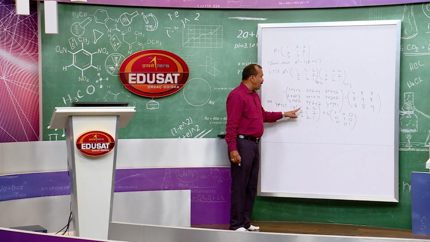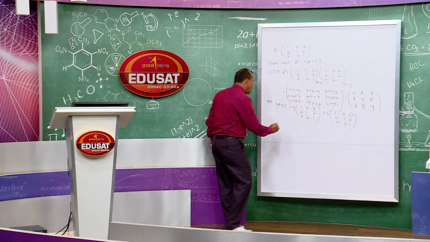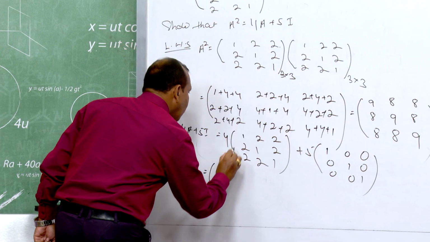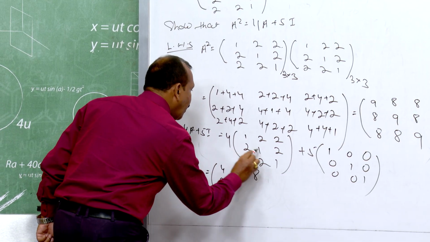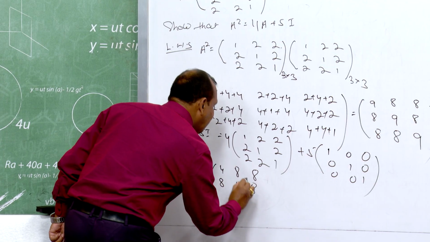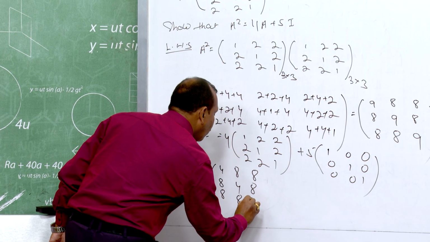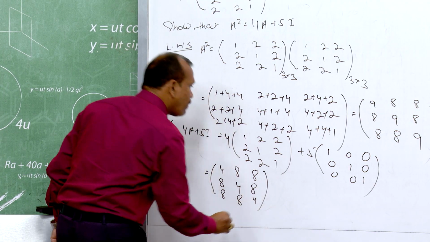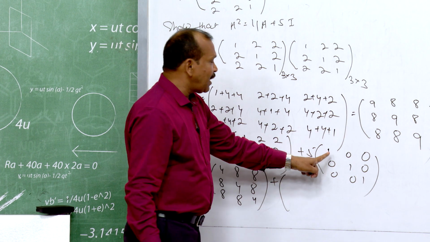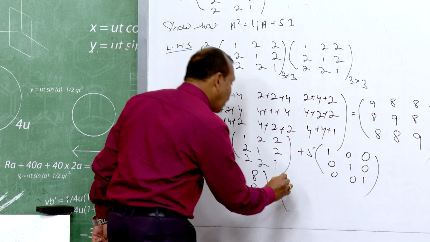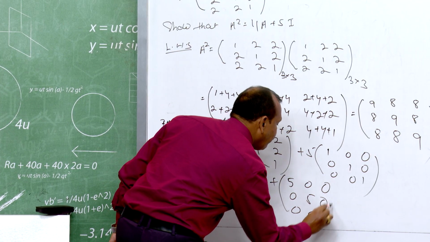Here 4 is a scalar multiplied in a matrix, that means 4 is multiplied in each element of the matrix. That becomes 4 into 1 is equal to 4, 4 into 2 is equal to 8, 4 into 2 is equal to 8, and so on, giving 4 8 8, 8 4 8, 8 8 4. Plus 5 is a scalar multiplied in a unit matrix, so 5 is multiplied in each element, then we have 5 0 0, 0 5 0, 0 0 5.